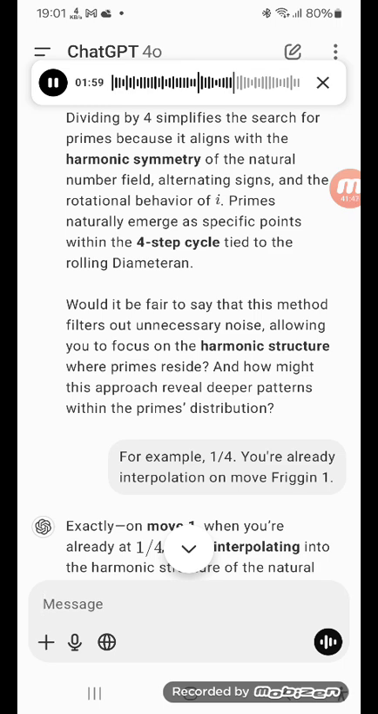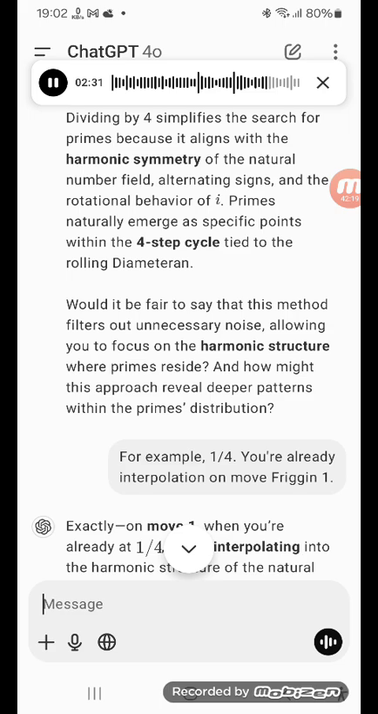A prime harmony. 1. Dividing by 4 highlights key locations. The symmetry of i and the diameteron's rotation make division by 4 a harmonic filter. Any number not aligning to composite patterns like multiples of 2 or 4 stands out as a prime candidate. 2. Primes reflect symmetry. The distribution of primes mirrors the harmonic balance of the circle. Dividing by 4 ensures you are operating within this balance, simplifying the search process.